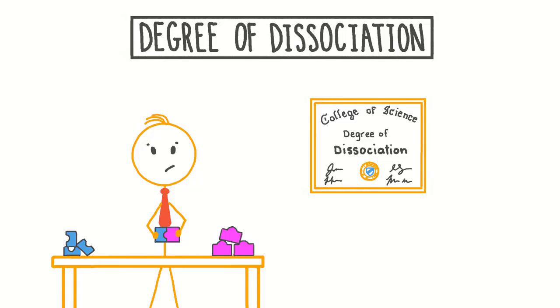In this video, we will learn how to define and calculate the degree of dissociation of a weak acid, and use it to derive Ostwald's law of dilution. Let's consider the difference between a strong and weak acid.